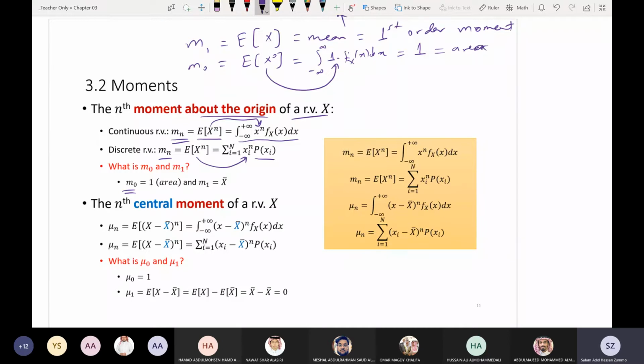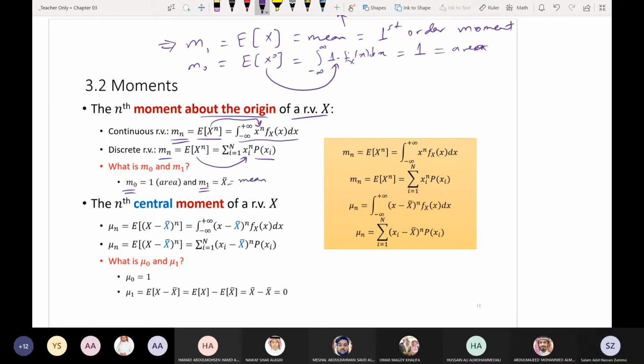For any random variable to have a valid PDF, the area under the PDF should equal 1. So M0 is nothing but the area under the curve. What about M1? It's the expected value of x, which is equal to the mean or the average.